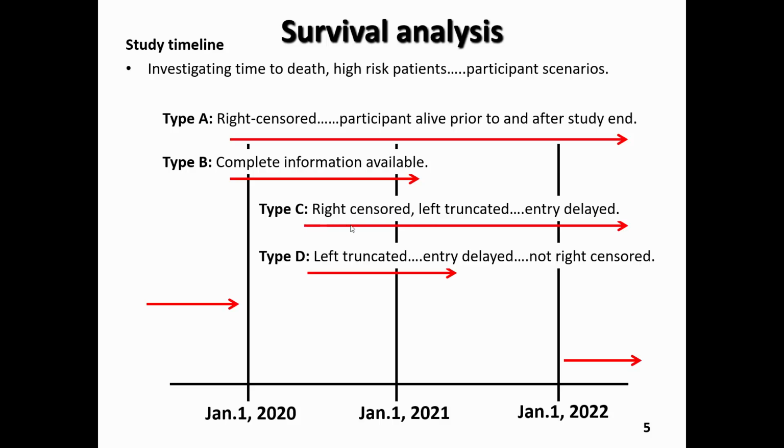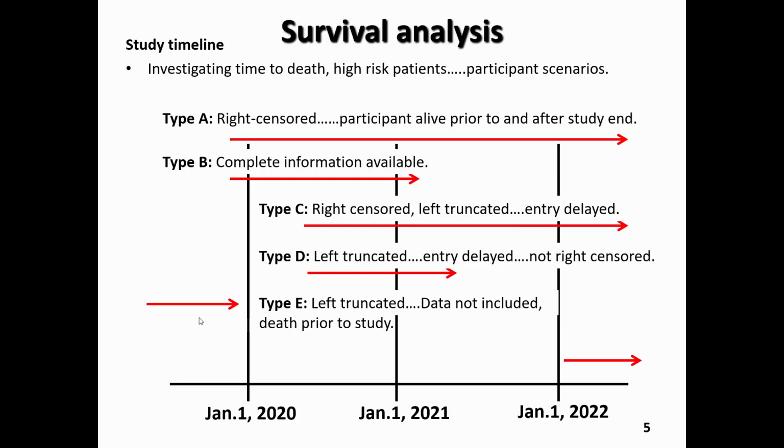So type C entered late. The event did not happen after the end of the study data collection period. But in the type D case, the left truncated, the event did happen for this person. And so these are data that would be retained and analyzed in a survival analysis.